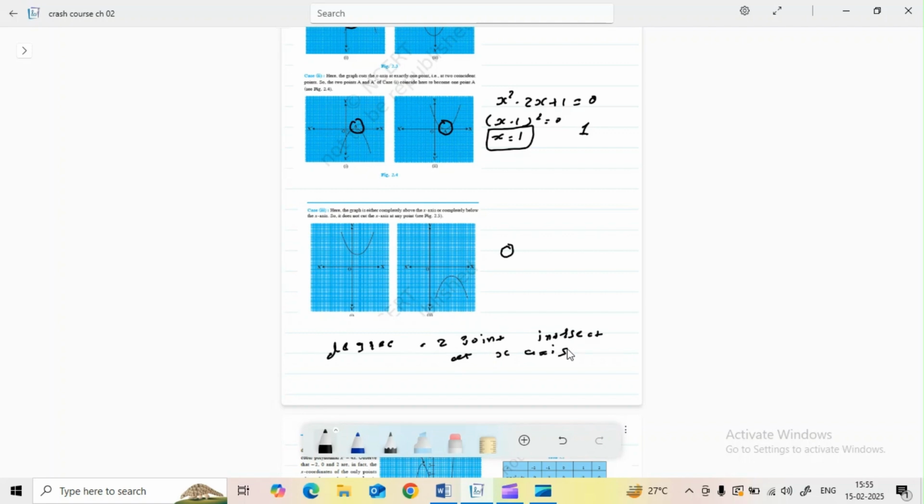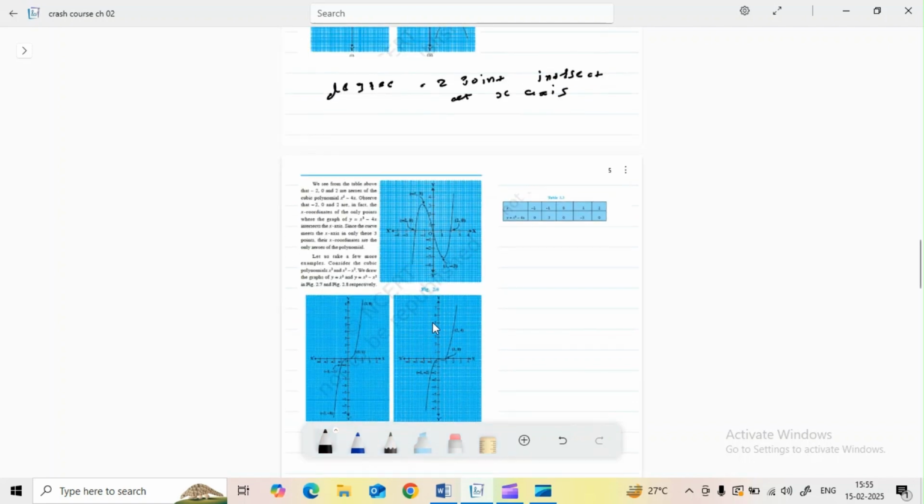Similar fashion, if we look for the degree 3 equation, right? Over here is x cube minus 4x equation. We can see that there are 3 points which are intersecting at 0.